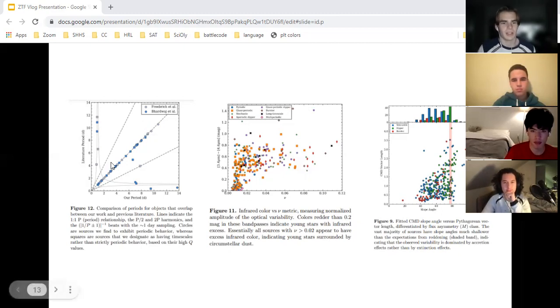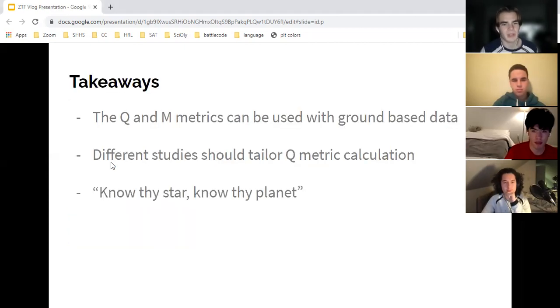Thank you, Noah. And finally, we want to talk about some takeaways. So the Q and M metrics can be used with ground-based data. Our study was the largest study so far of young stellar objects using Q and M. It was also the first study to ever use ZTF data on a large scale for young stellar objects. As talked about in the paper, ZTF is pretty famous for transient searches. So here's something a little different we did with ZTF, which we found with good results.